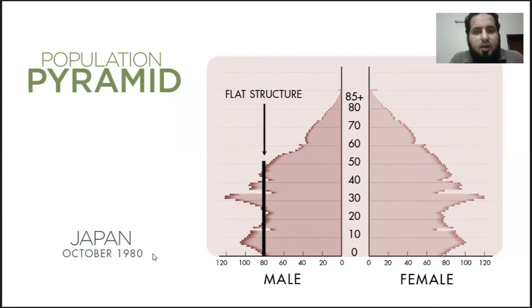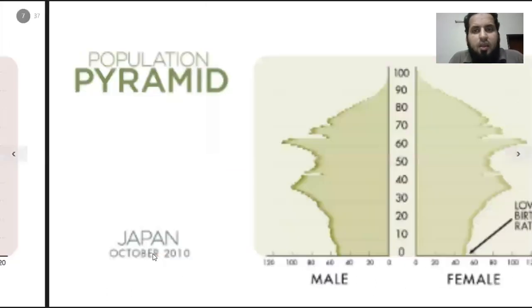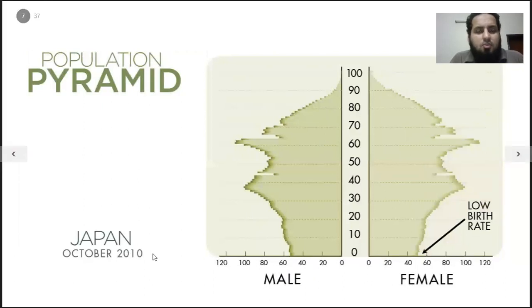And we are having a stage with fewer children, where both male and female births are quite a bit less than the number of males and females that were being born 20 or 30 years back. And finally, this is the stage in 2010. We can see the graph of Japan. So now we have a very, very low birth rate.